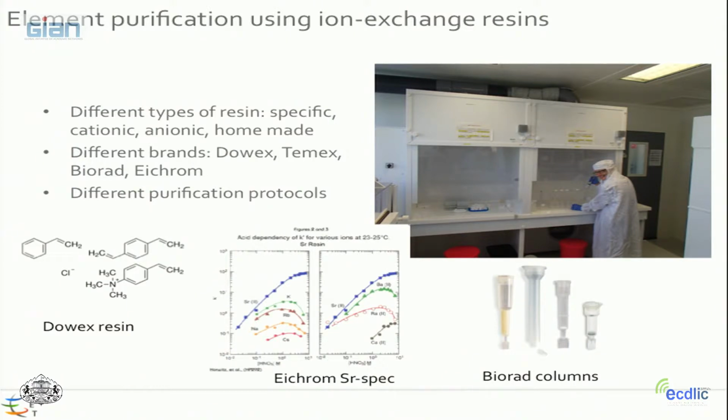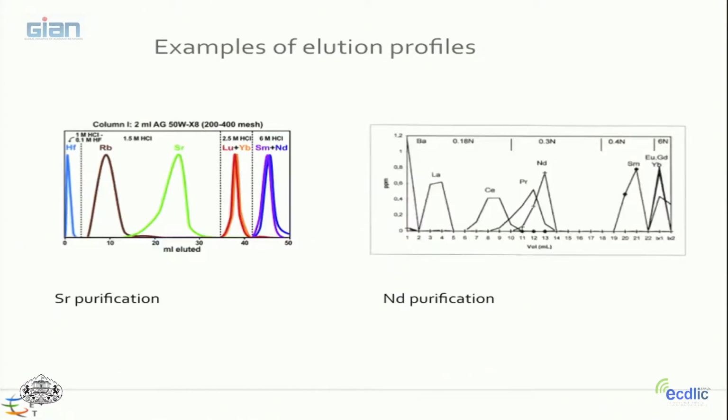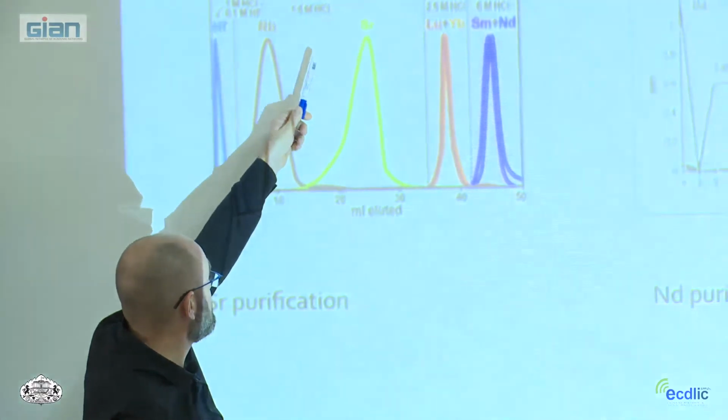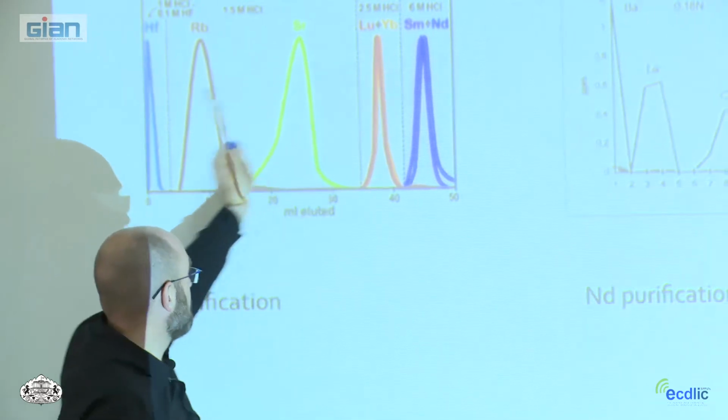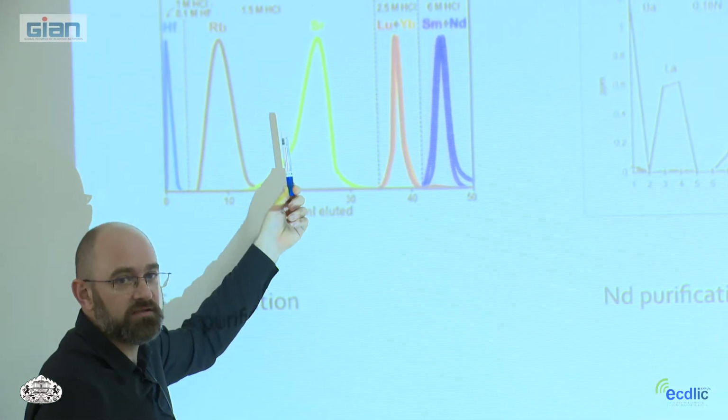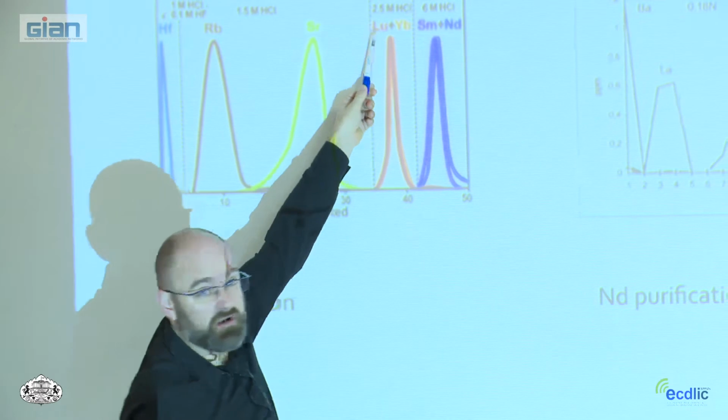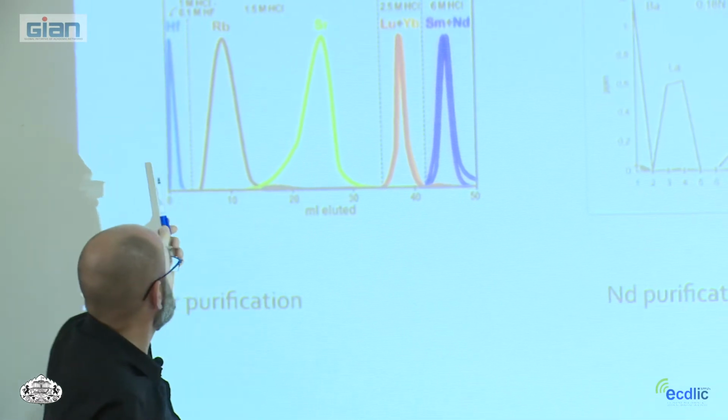Okay, so you have a typical organic resin, DOX resin, and this one is also a chromium-specific resin. I will not enter into the detail of the resin. We have different ways to use them, but typically this is the profile of purification. Here you have the type of acid you are using: 1 molar HCl and 0.1 molar HF, 1.5 molar HCl, 2.5 molar HCl, etc. So the normality or the molarity of the acid, when it's a big number, it's more acid, okay? And then here you have a profile.